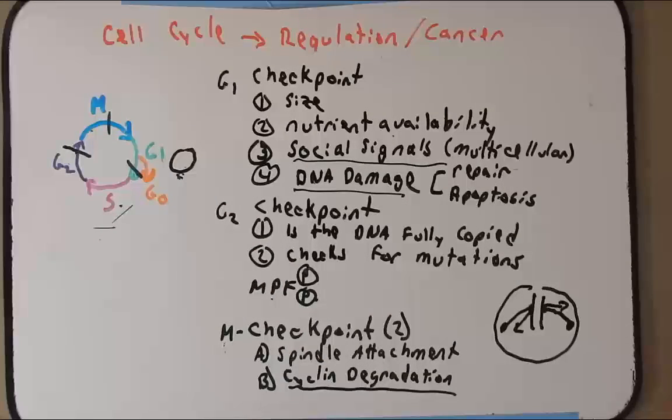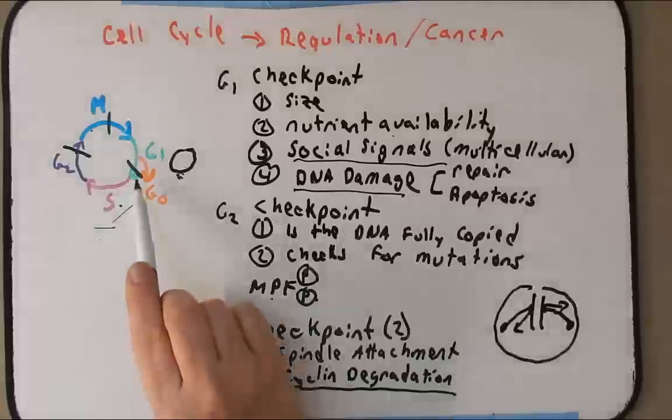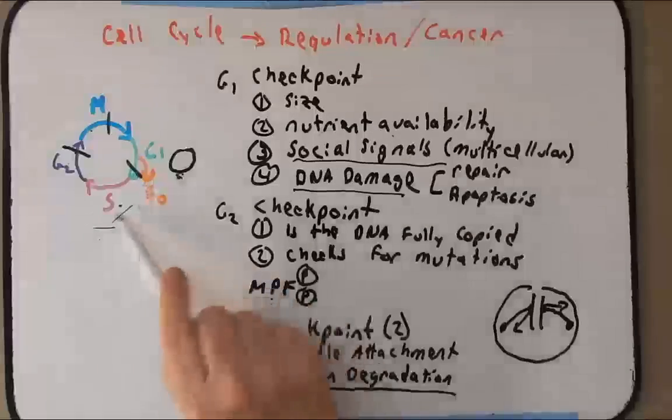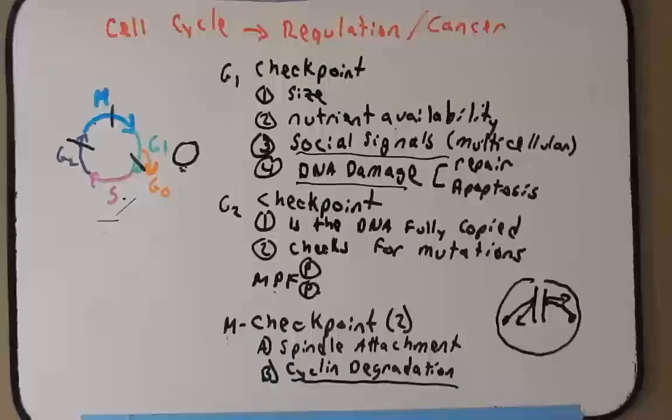We hinted a little bit on what would happen if these cell cycle checkpoints were not followed. And in the next podcast, that's what we're going to talk about. We're going to talk about how when these cell cycle checkpoints fail, how that can lead to cancer.